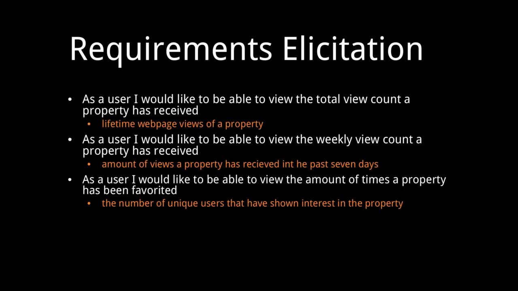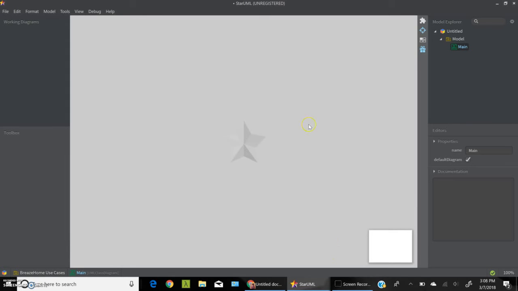Now, once we have the requirements elicitation done, we can then move on and create a use case diagram. And in the use case diagram, we're going to have a use case for each of these requirements. This use case diagram will be created using StarUML. And this is a brand new use case StarUML page. The first thing we're going to do is go to our project title and change it from untitled to BreazeHome, the name of our app.